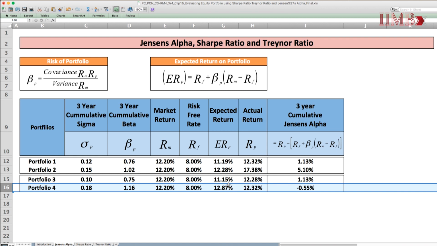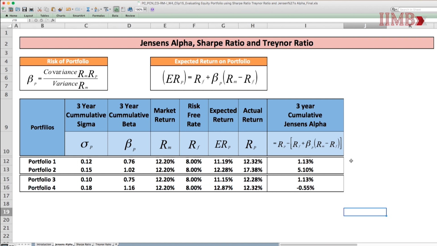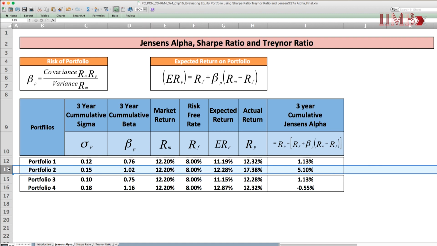So you're not even going to look at investing in that portfolio. Now let's shift our focus to the other 3. Now this one looks exciting because it's got the highest Jensen's alpha, 5.10. So you might be tempted to say, I should invest in this portfolio too.